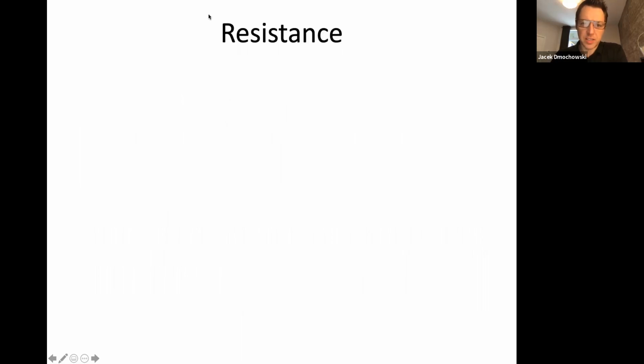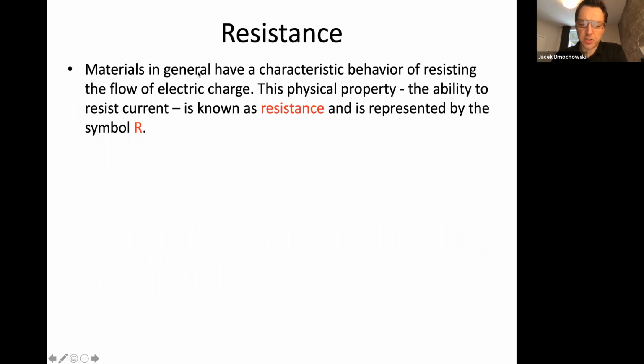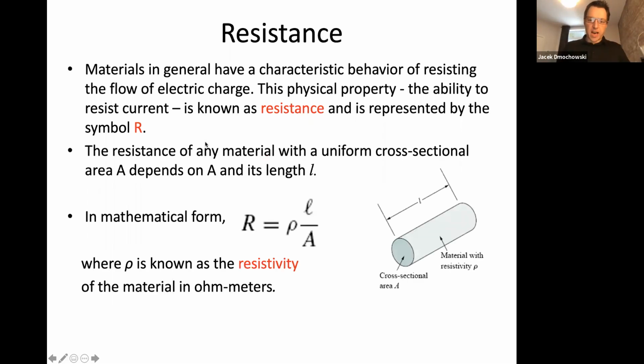Okay, resistance. It's an intrinsic property of material. So, all materials exhibit some opposition to the flow of electric charge, and that is known as resistance, or the capital R. So everything has resistance, not just wires, not just circuit elements. There's also a distinction between the resistance of a circuit element and the resistivity of a material.